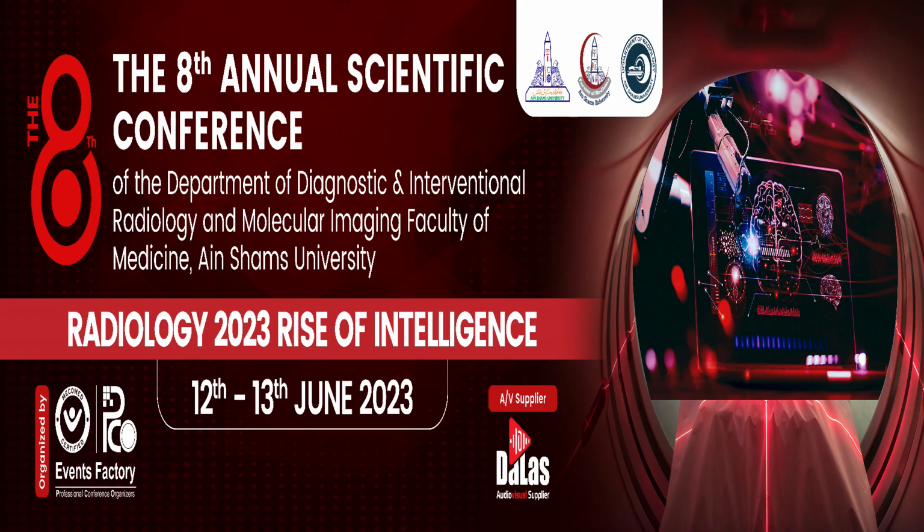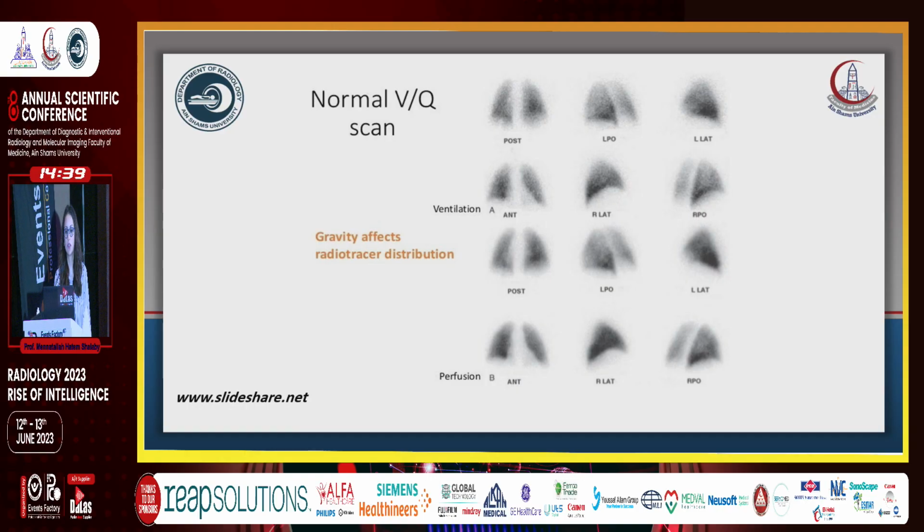This is the normal VQ scan. This is the ventilation images. As you all know, the imaging is posterior, so this is the left lung, and this is the right lung. These are the perfusion images, and as you all see, there is homogeneous tracer distribution in both lung fields with no perfusion defects. So this is a normal scan.